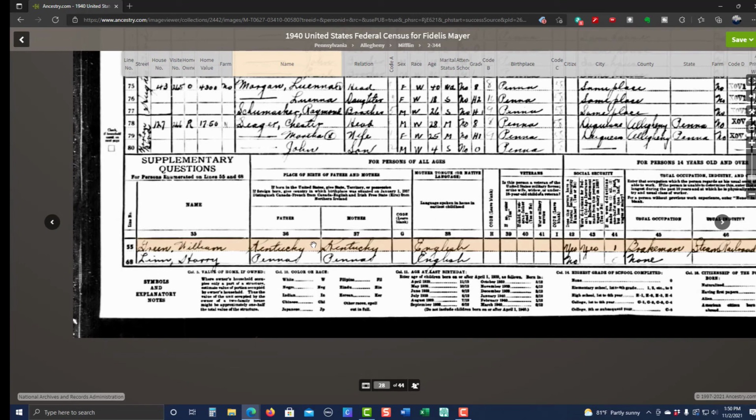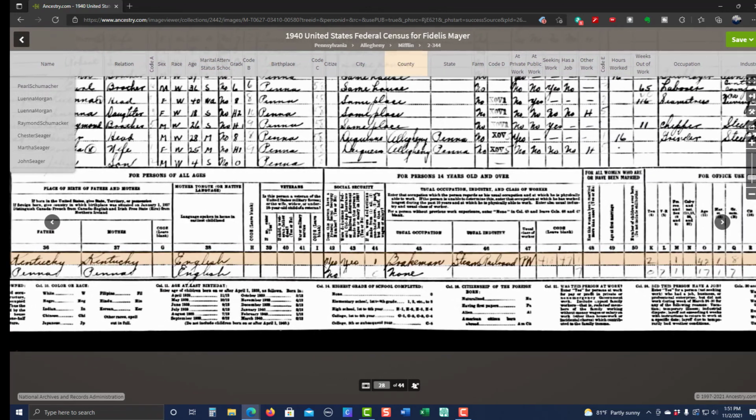Now, on a lot of previous censuses, they asked everybody not only where they were born, but where their mother and father were born. Now, if you remember, William Green was born in Kentucky, and you see here his mother and father in column 36 and 37. They were both born in Kentucky. And they want to know your mother tongue or native language. And this was asked in, I think, at least a couple of other censuses also. So in both cases, English is their native language.